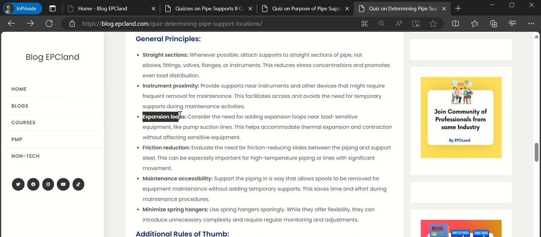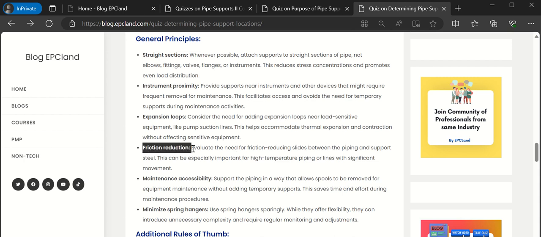Expansion loops. There will be a few expansion loops in the piping system which help us to accommodate the expansion and contraction. For example, if there are pumps, compressors or any other critical equipment, then these loops will help us to distribute the loads.